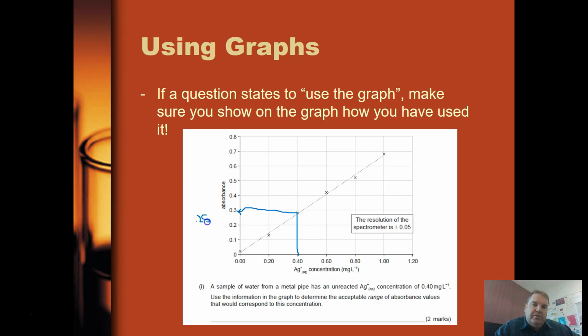Okay. So you're using the graph, and then it says the resolution of the spectrometer is plus or minus 0.05. So you're going to be going between 0.275 and 0.285. So really hard to type with a mouse. All right, so that's your range that you get there, but you're using the graph here. Like you've shown on the graph how you've actually plotted the point in.